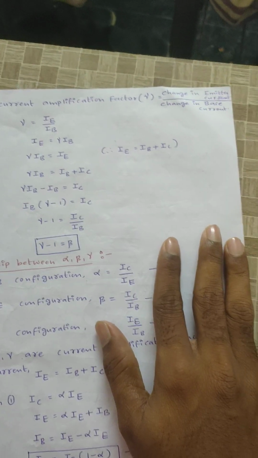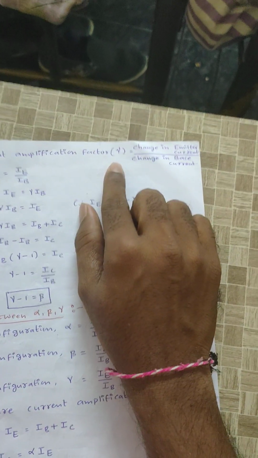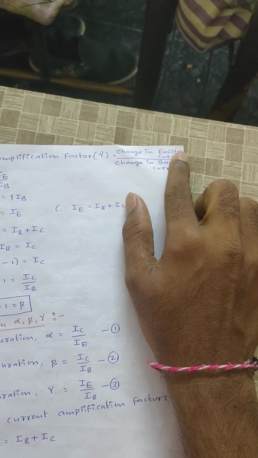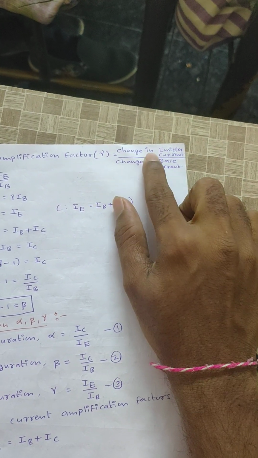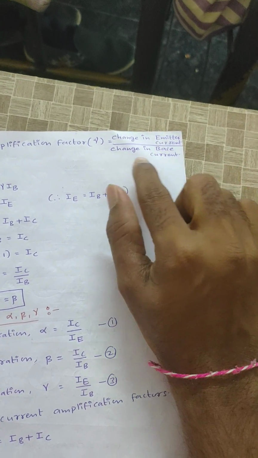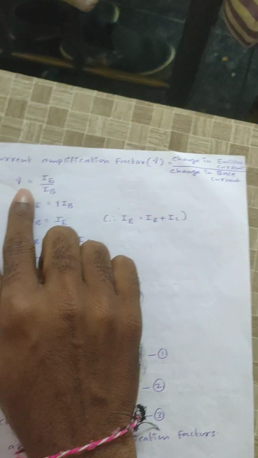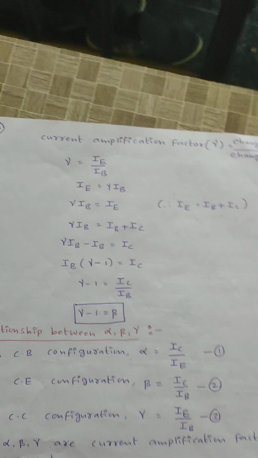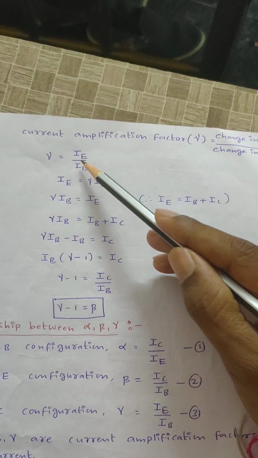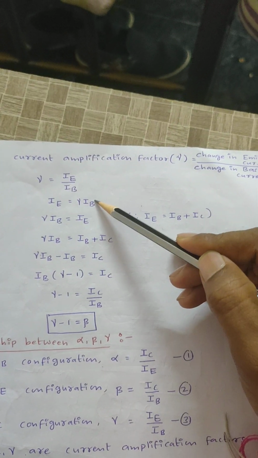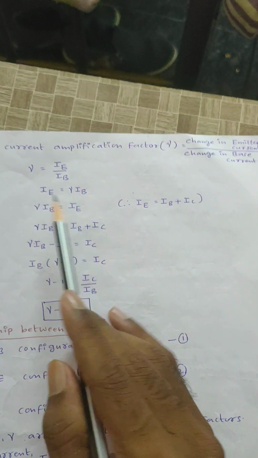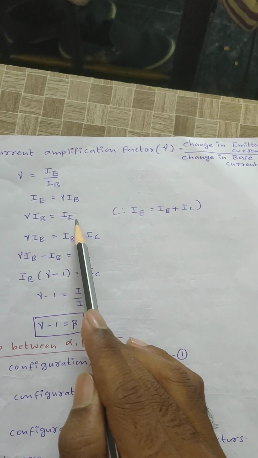From this configuration, the current amplification factor gamma is equal to the change in emitter current divided by the change in base current. That is, the change in output current is the emitter current, and the change in input current is the base current. Then gamma is equal to IE by IB. Then IE is equal to gamma into IB.